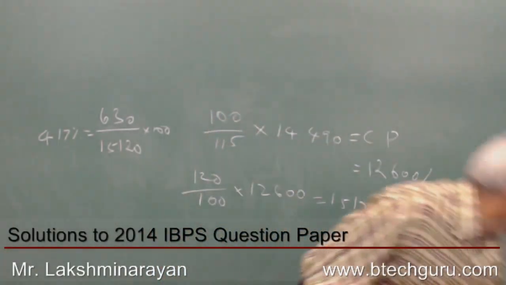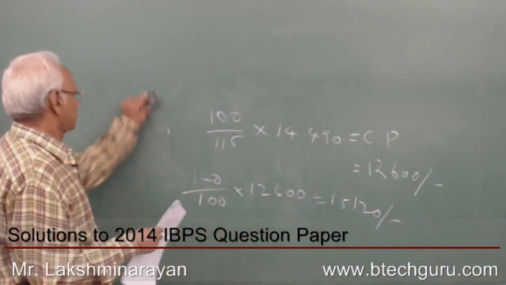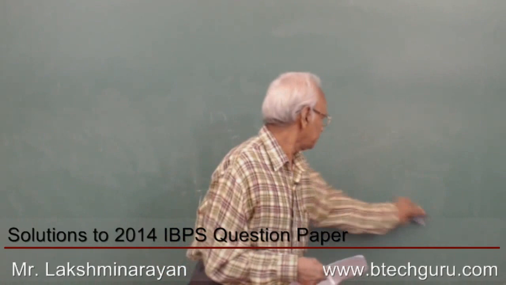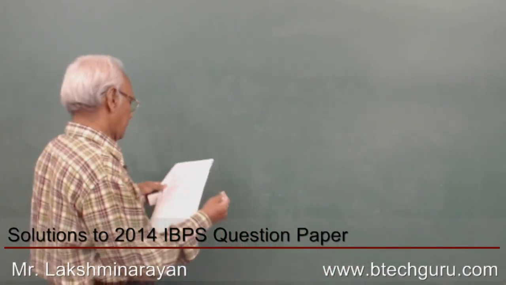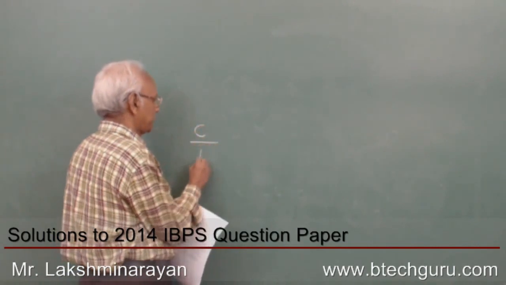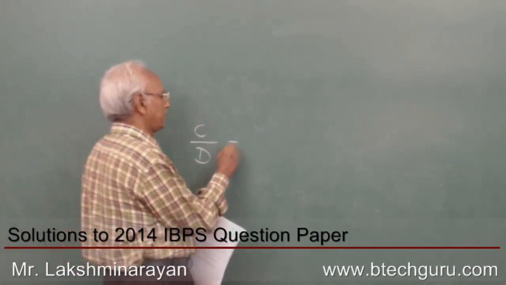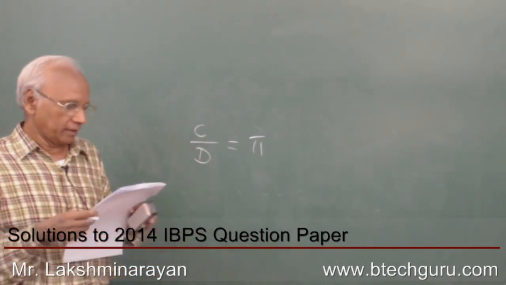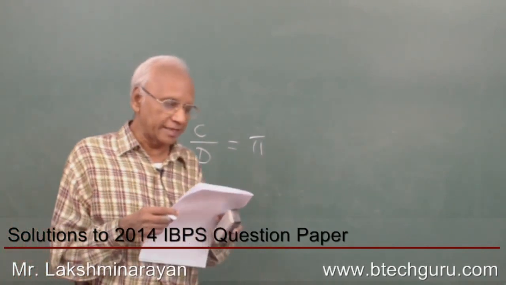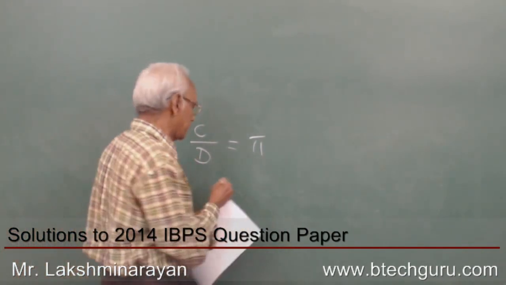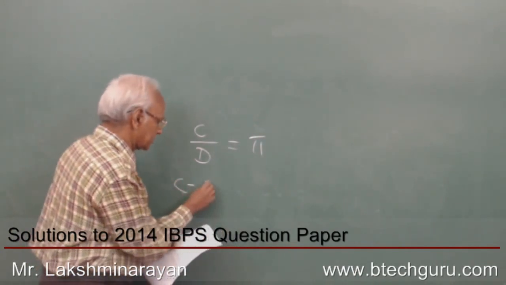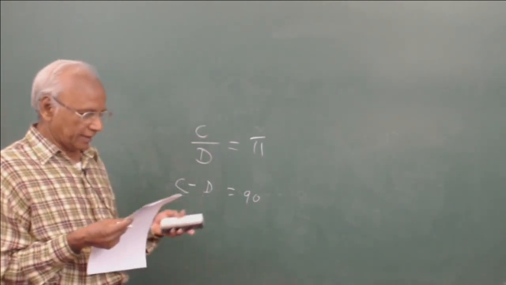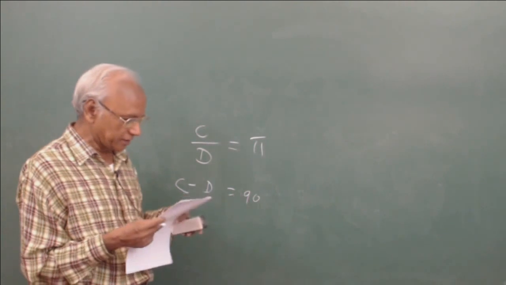I will write it. Circumference divided by diameter. Suppose C I use for circumference and D for diameter. I will say this is the famous constant pi. C divided by D is pi. Now in this question, the diameter of the circle is 90 centimeters less than its circumference. So what is actually given is C minus D is equal to 90 centimeters. C is the circumference, D is the diameter. Diameter is less than the circumference by 90 centimeters.